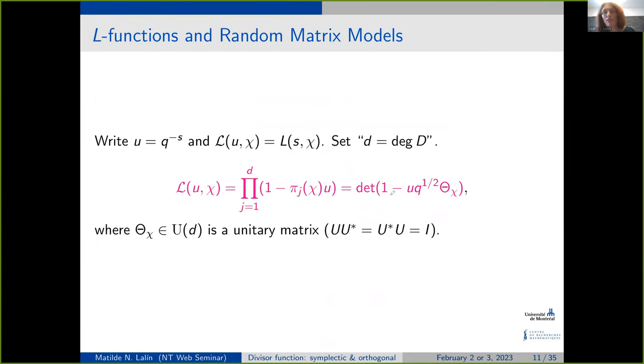Okay, so when we think of it as a polynomial, here I'm writing some lies. This is not precise at all, but I just wanted to give an idea. It will be a polynomial of degree, essentially, the degree of D. Remember, D was the modulus, the conductor of my character.